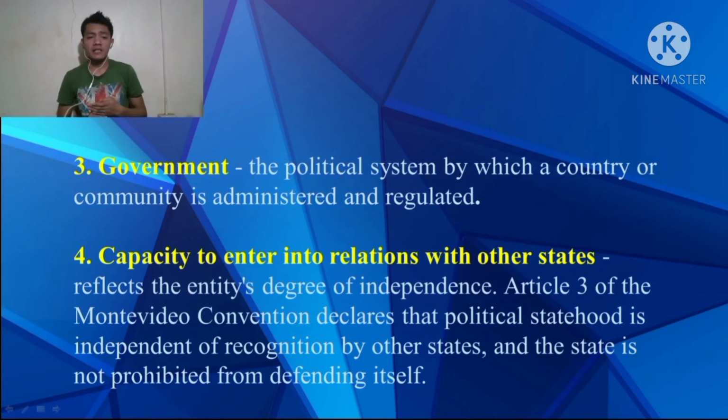And the fourth element will be the capacity to enter into relations with other states. So this reflects the entity's degree of independence. In these elements, sovereignty is premised on the notion of independence and equality. Now, the government must be sovereign and independent so that within its territory, it is not subject to the authority of another state. So the corollary is a state thus has full capacity to enter into relations with other states.